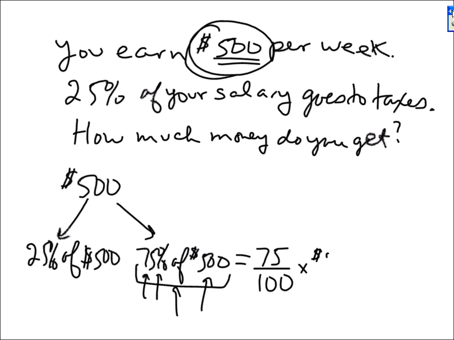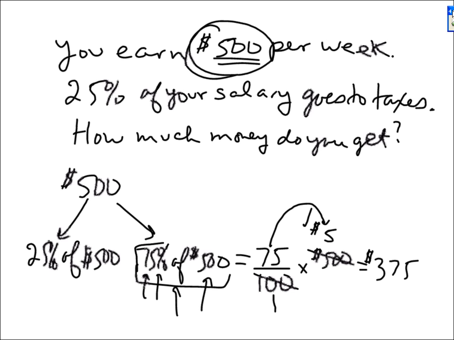So 75 over 100 times $500. 100 goes in here once. 100 does not go into that 5 times. It goes into it 5 times. 75 times 5 is $375. $375 is how much you get. You get to keep 75% of the $500. Another way to see it: 75% is 3/4. Break up the $500 into 4 equal piles, and you get to keep 3 of them. The government takes the other pile.